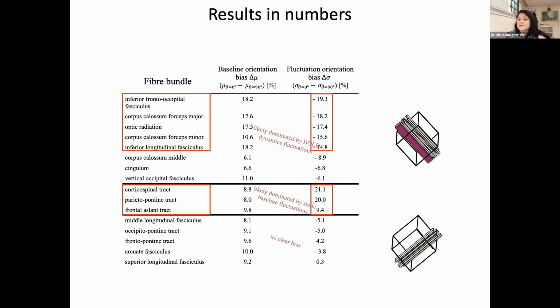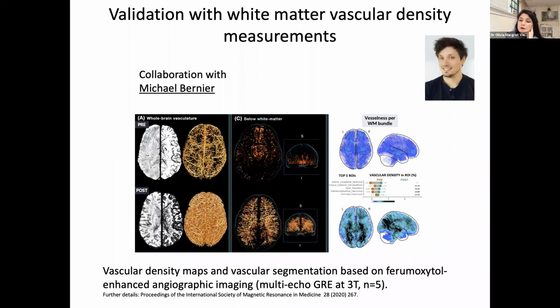a bit inconclusive. To validate our findings further, I teamed up with my colleague Mike Bernier, who has developed the segmentation tools to segment and reconstruct whole brain vasculature from ferumoxytol enhanced multi-gradient echo scans. This contrast agent allows them to enhance vessel detectability. So here you can really nicely see this is the pre-contrast scan, this is the post-contrast scan, like the amount of vessels that you can see, it's wild. And in particular in the white matter, where vascular density is really lower than in the gray matter, this really nicely boosts what we can detect.